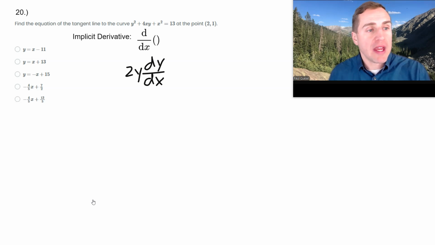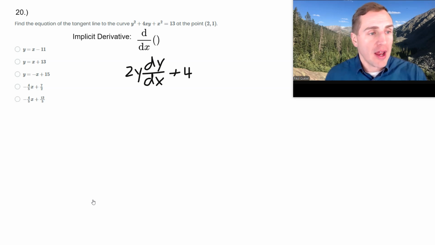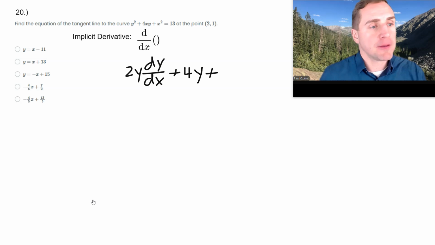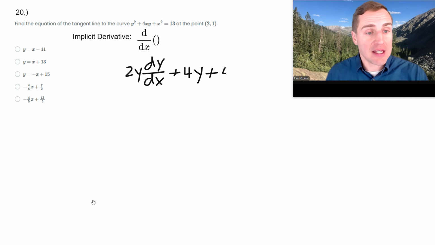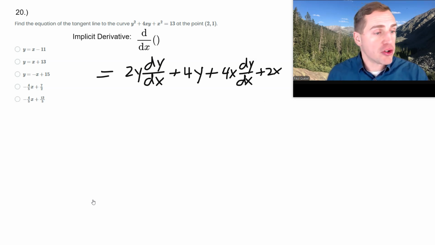Then we have a product of something that depends upon x and something that depends upon x, so we have to use the product rule. So plus 4, and then we still have the y, because the derivative of 4x is just 4 with respect to x. Then plus the derivative of this with respect to x is 4x dy/dx. Sorry, just 2x. The derivative of a constant is 0. So this entire equation is equal to 0 after we do the derivative.